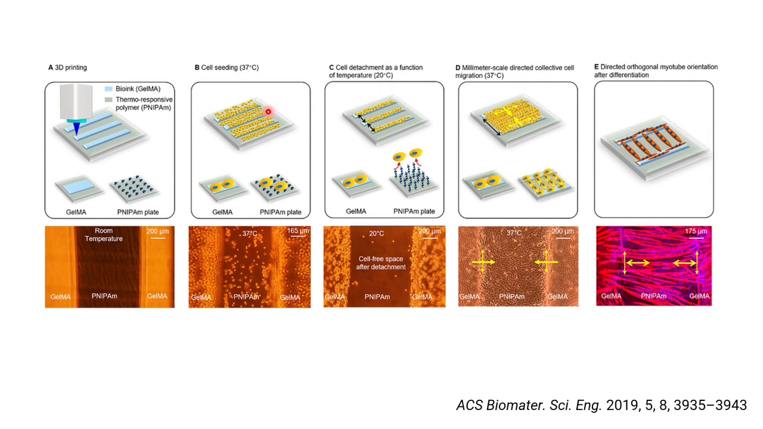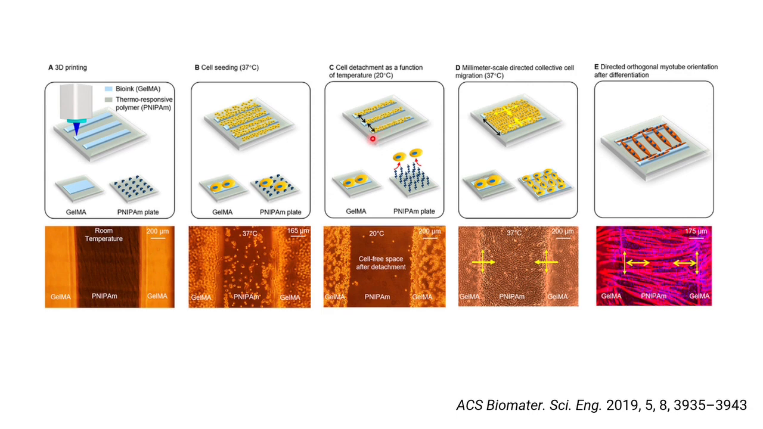To eliminate the cells that are seeded in between the parallel lines, they are decreasing the temperature. Cells usually will attach and grow only at 37 degrees Celsius. When the temperature is decreased, the cells will be viable, but they will be detached from the surface. Once detached from the surface, they will be washed away, and we will be able to see that cells are attached only on the gelatin.